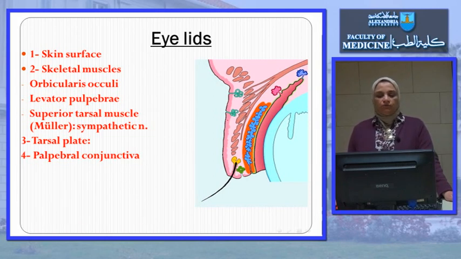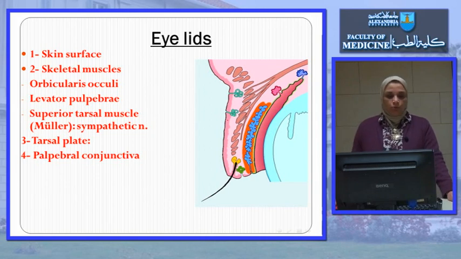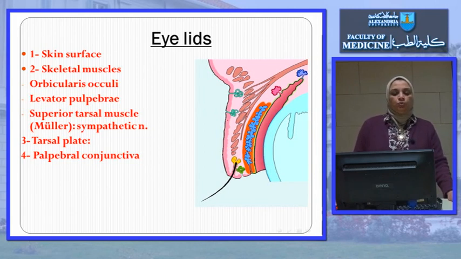There are two types of muscles. There are skeletal muscles and smooth muscle fibers. Skeletal muscles include the orbicularis oculi muscle, which closes the eyelids, while the levator palpebrae superioris elevates the eyelid. And we have smooth muscle fibers, which is the superior tarsal muscle, or we call it Müller's muscle, which is innervated by sympathetic nerve and inserted in the tarsal plate.